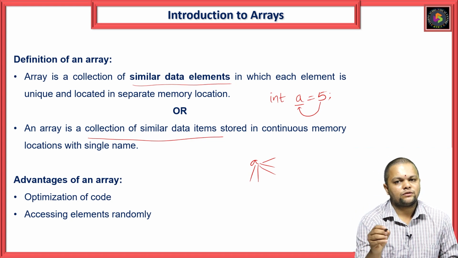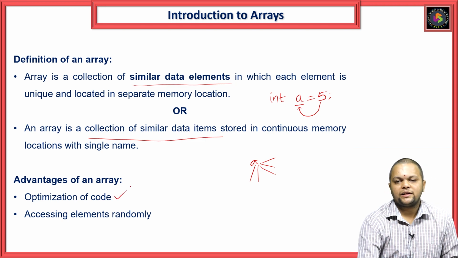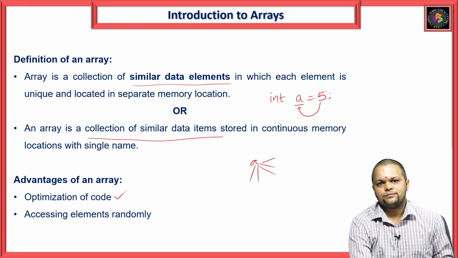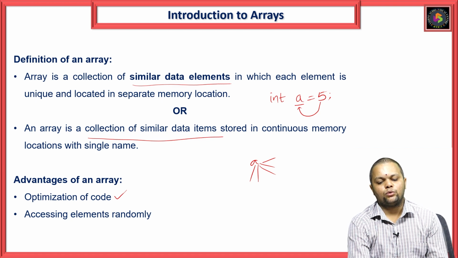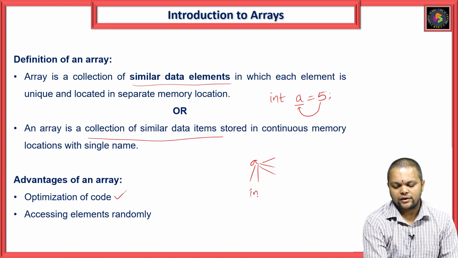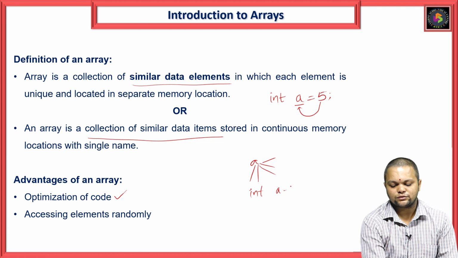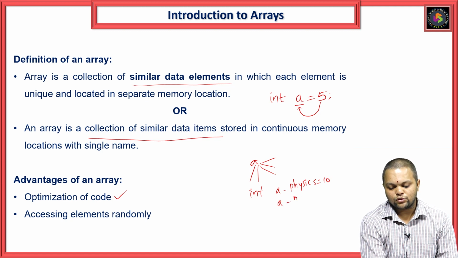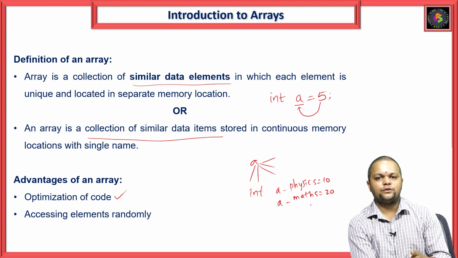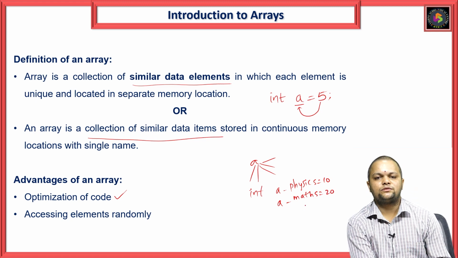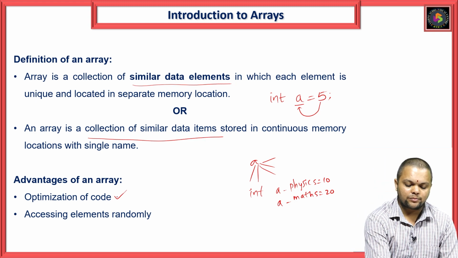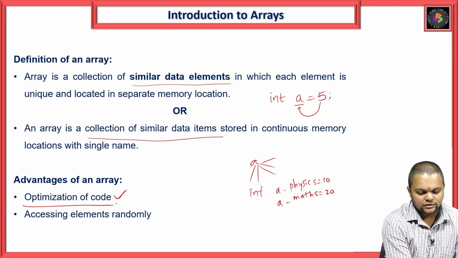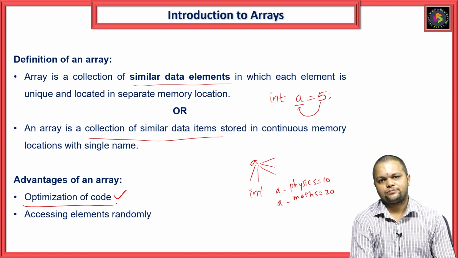So what is the advantage of an array? The first advantage is optimization of code. If I am writing int a equal to 5, and for marks of a student, int a underscore physics equal to 10, a underscore mathematics equal to 20, and continuing like this, it takes more lines of code. If I want to optimize that code, I can use a concept called arrays.